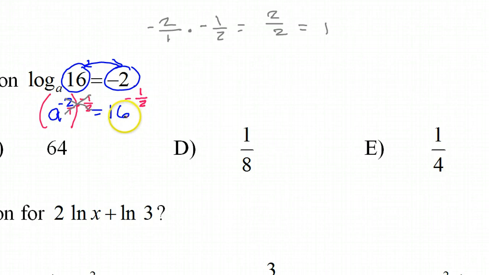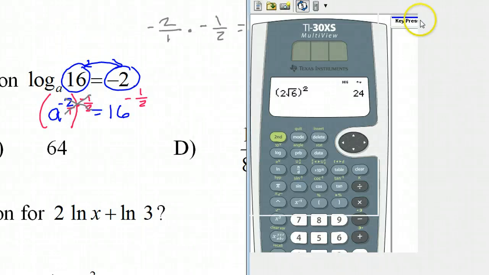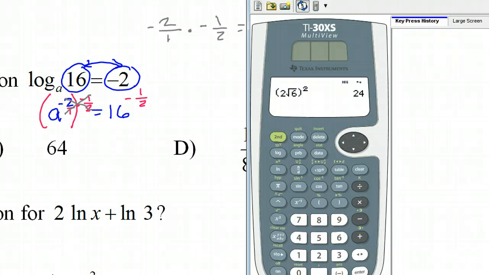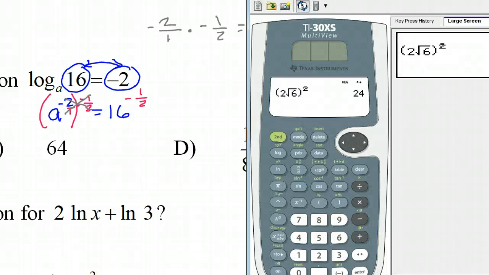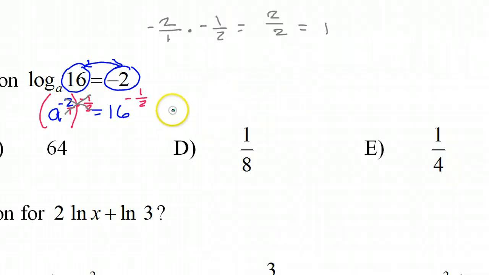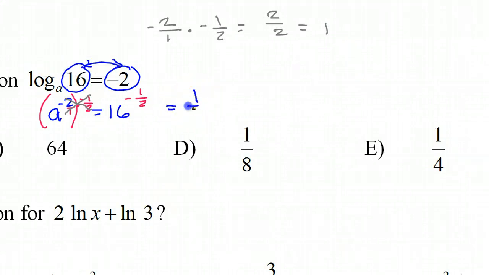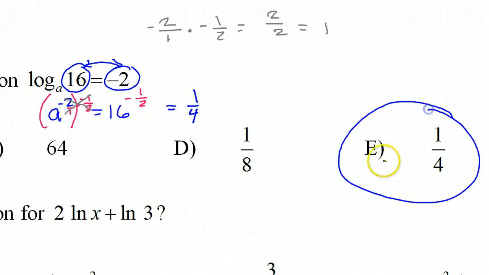Now we learned how to do this without a calculator, but on this test you had a calculator, so you were actually allowed to use your precious TI-30 XS Multiview. So let's go ahead and use it. So I could simply do 16 to the negative 1/2 power. And bam, it's 1/4. Which is why the answer was E.